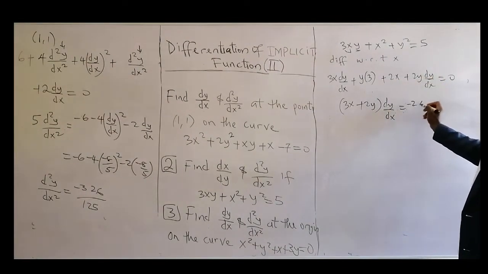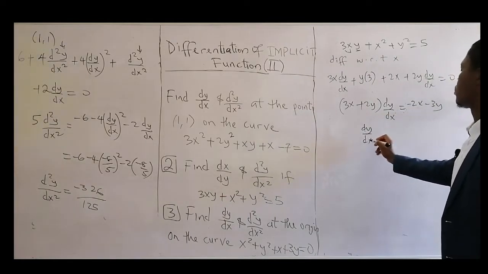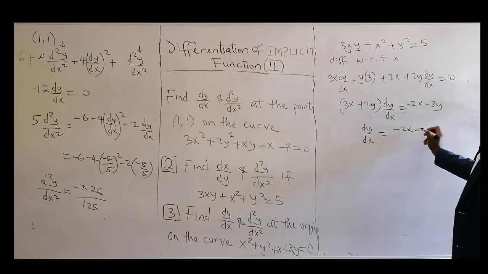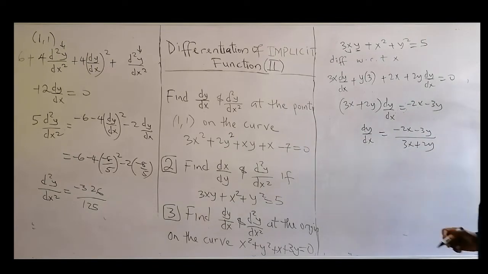That will be 2x, minus 2x minus 3y. So dy/dx is equal to what? Minus 2x minus 3y over 3x plus 2y. Okay? Then you can factorize the minus here. Minus there, that will be 2x plus 3y all over 3x plus 2y. So there's no need for that. So that's the first differential.